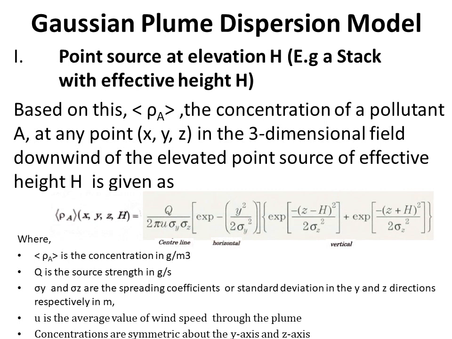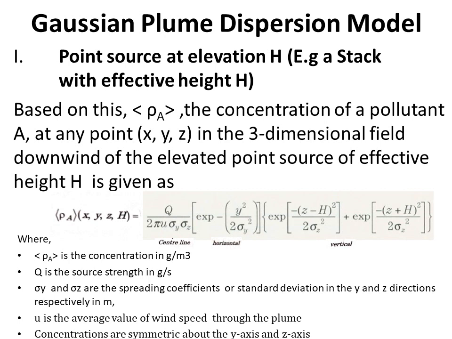of the elevated point source of effective height h, which is given as rho A (x, y, z, h) is equal to Q by 2 pi u sigma y sigma z into exponential of minus y square by 2 sigma y square into exponential of minus (z minus h) the whole square by 2 sigma z square plus exponential of minus (z plus h) the whole square by 2 sigma z square.